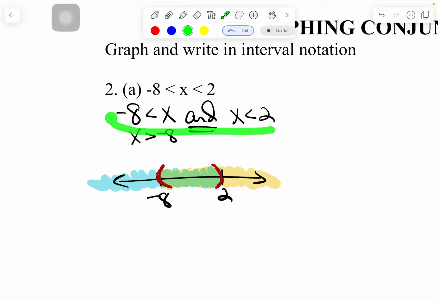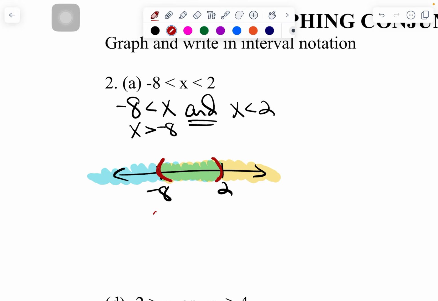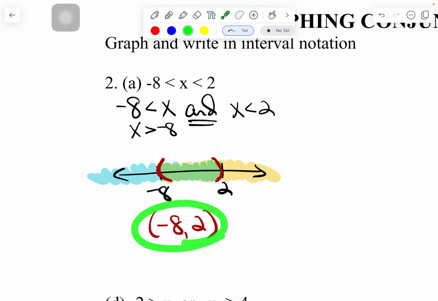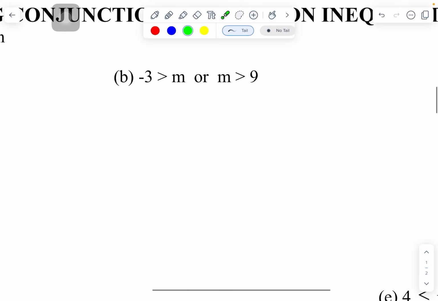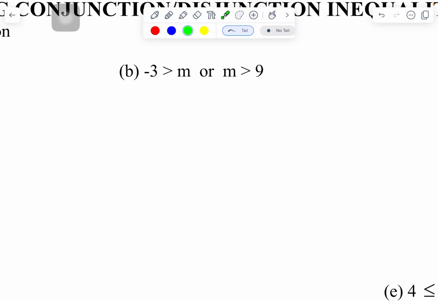And what I'm looking for is what makes both of these things true at the exact same time, which, if you know color theory, yellow and blue makes kind of a really pale green in the middle here. So that's going to actually be the interval that is true. So it's going to be -8 to 2. These are the values, any number between -8 and +2, that would make this conjunction true. It's -8 is less than x, and that x value is less than 2. So we're trapped between those two values. That is your conjunction.